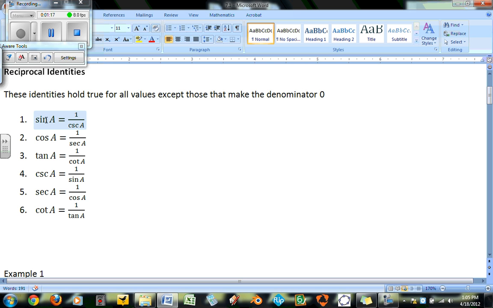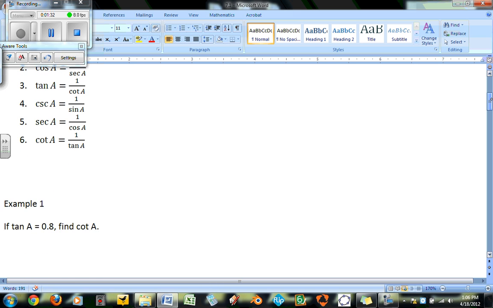We already know that sine and cosecant are reciprocals of each other. We've already talked about that, and cosine's reciprocal is 1 over secant. We've talked about all that stuff already before, so that's nothing too new for us. It's just putting it out there for things for us to use.